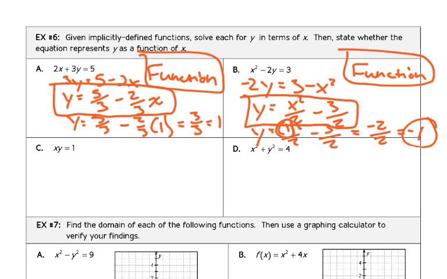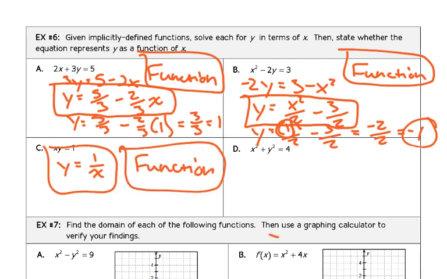Now, what about part C? If I solve for y, what do I get? I get y is equal to 1 over x. But what happens if I plug in a value for x? Do I get more than one value, more than one answer? No, that'll never happen. And you can see if you test a couple of values, you'll always only get one answer for y for every one value of x. So this is a function.